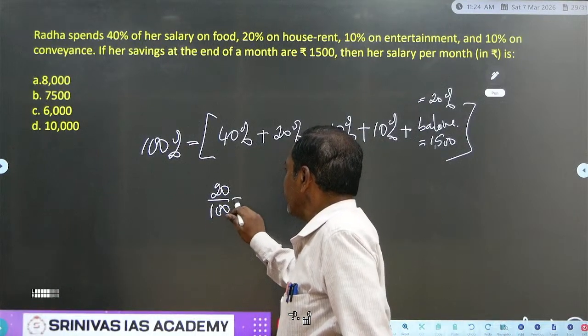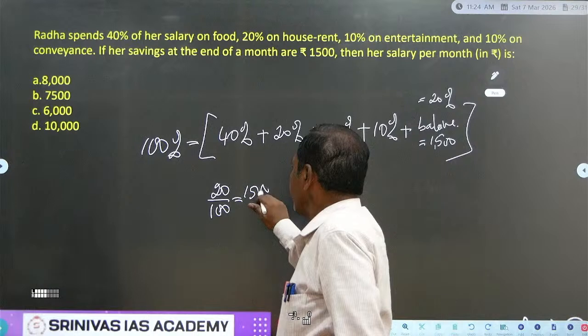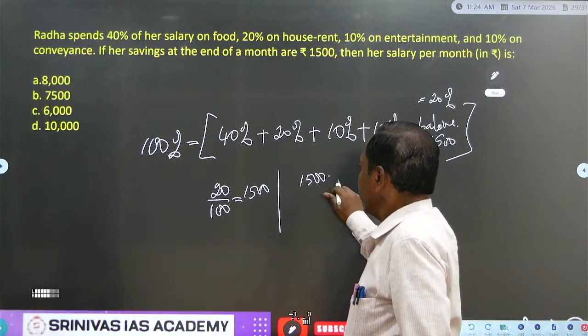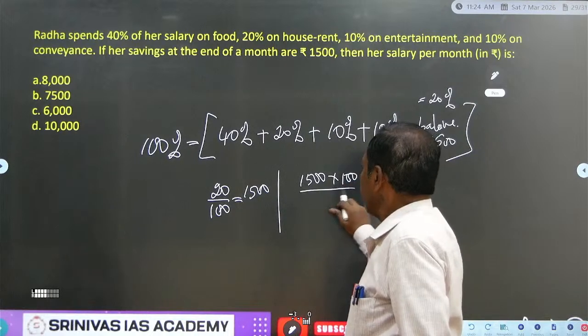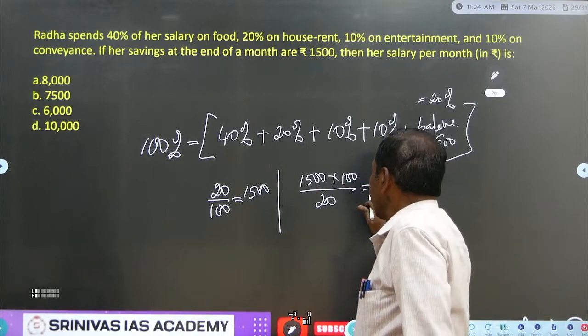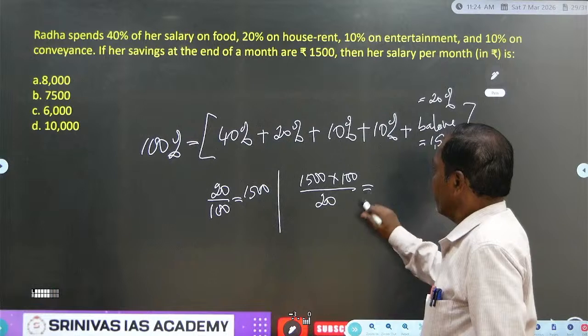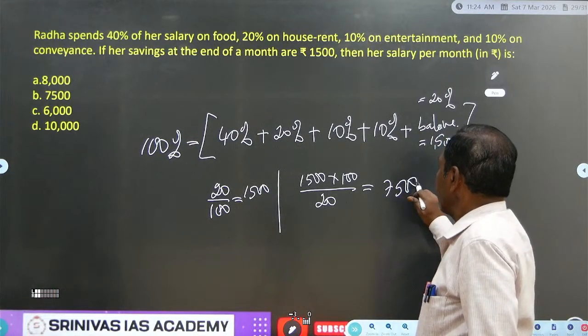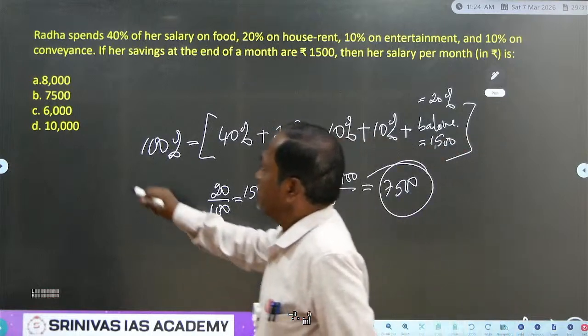20% is equal to 1,500. What is the next step? Cross multiply, 1,500 into 100 by 20. Right, 7,500. Right, option B.